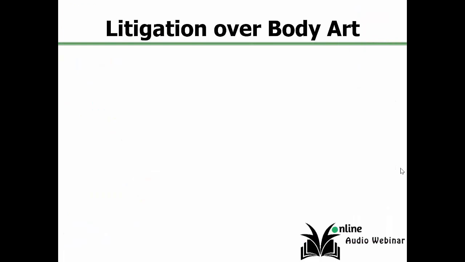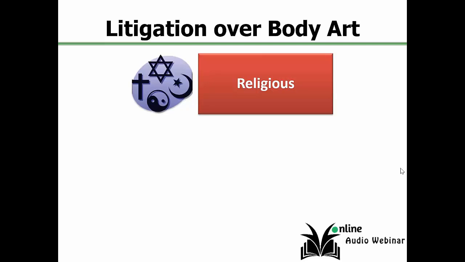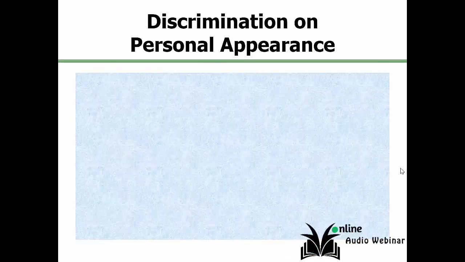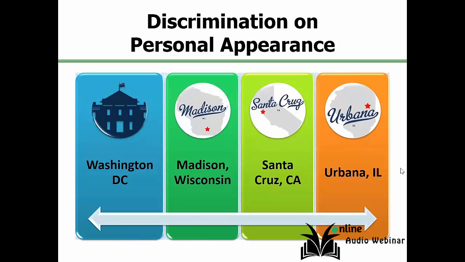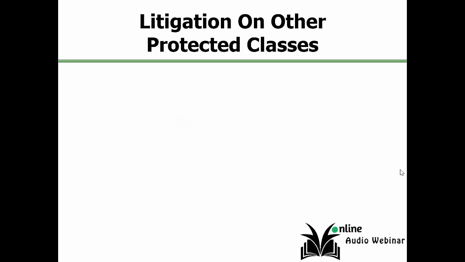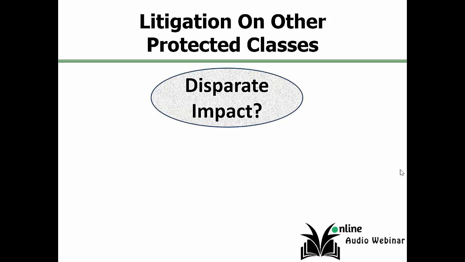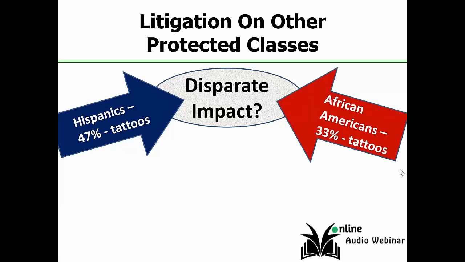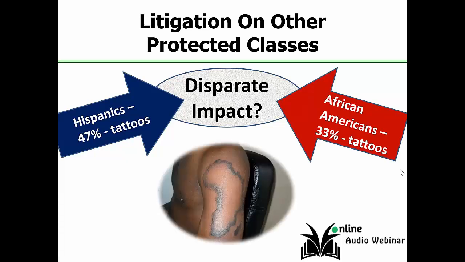So what about litigation over body art? Litigation based on religion. There is discrimination based on personal appearance. Let's take a look and then be aware of disparate impact. Disparate impact is unintentional, and there are other protected classes. Think of disparate impact as it relates to Hispanics and African Americans, and this is just talking about tattoos.